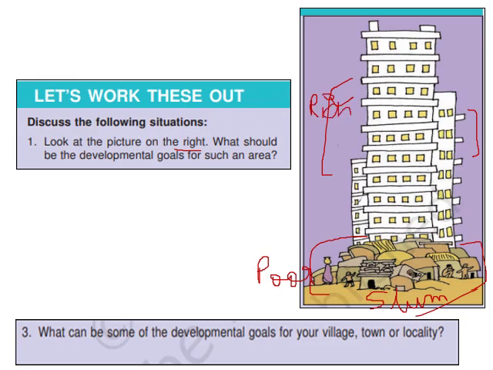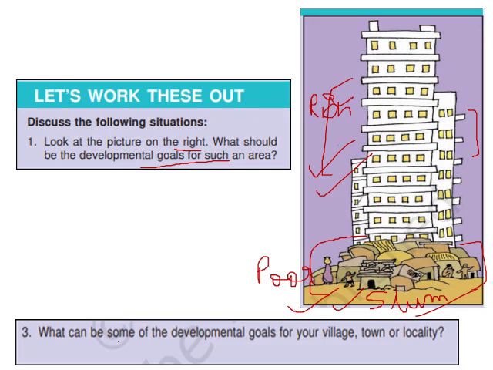Now what should be the development goals for such an area? You have to write the answer in two different parts, taking the example of what should be the development goals of people living in these high-rise society buildings and the people who are living in these slum areas, or the poor people who are living in these jhuggi jhopadis. The third question, the second question is on the other slide.